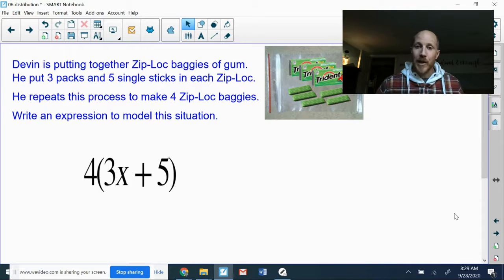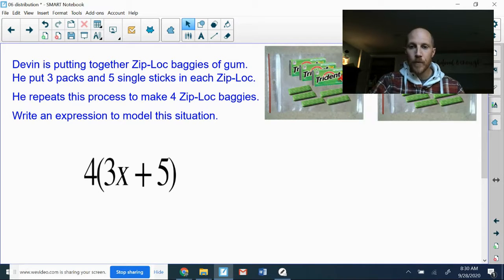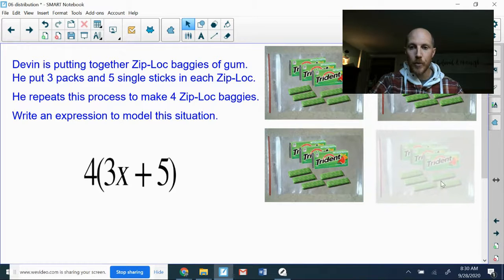Okay, so here's the story. Devin is putting together Ziploc baggies of gum. It's like gift bags or something. He's going to give them to his friends, and so he takes 3 packs of gum, puts them into the Ziploc bag, and 5 individual sticks go into each Ziploc. So you want to have more than just the 3 packs worth. He had a bunch of extra sticks of gum that maybe people gave him for his birthday, something like that. Anyway, he repeats this process to make 4 Ziploc baggies. So just like in the picture here, I got a Ziploc bag, 3 packs plus one, two, three, four, 5 individual sticks. Repeat, repeat, repeat.